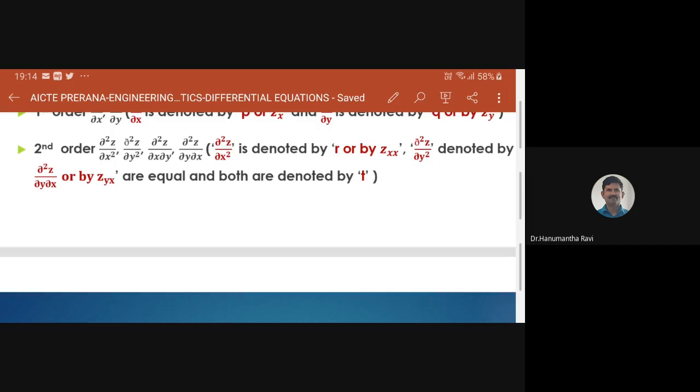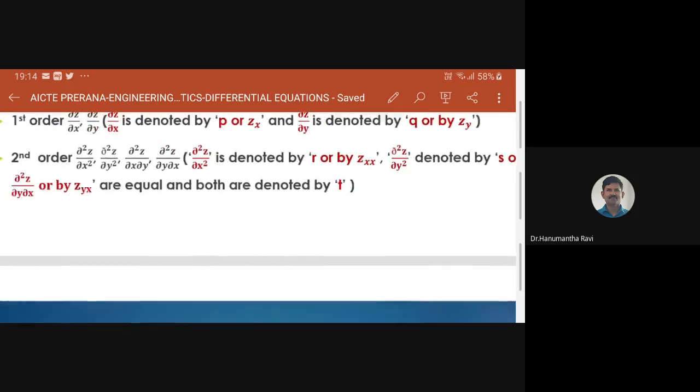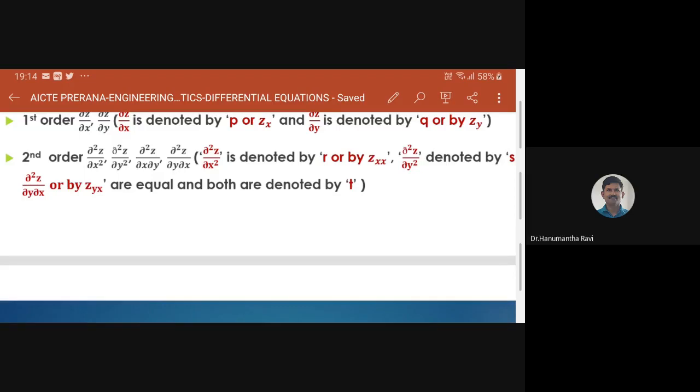One is ∂²z/∂x², which is denoted by small r; ∂²z/∂y², which is denoted by small s; and ∂²z/∂x∂y or ∂²z/∂y∂x, both are one and the same value, so that is denoted by t.